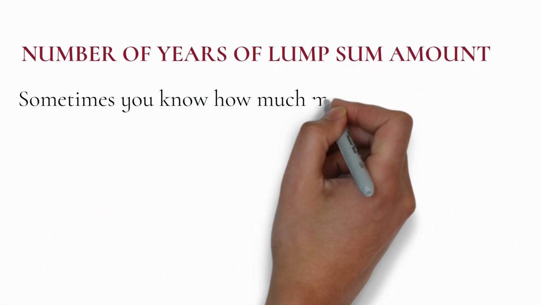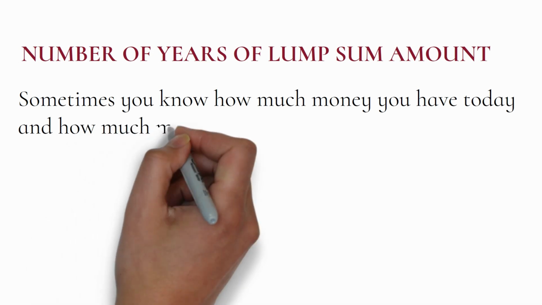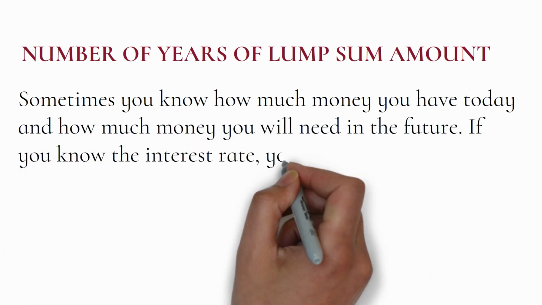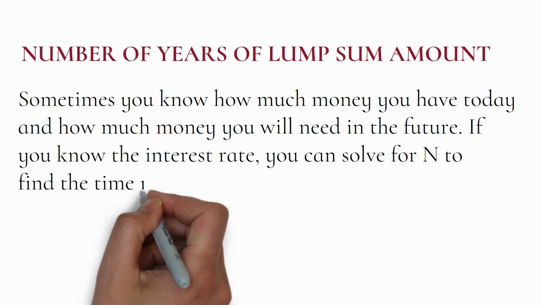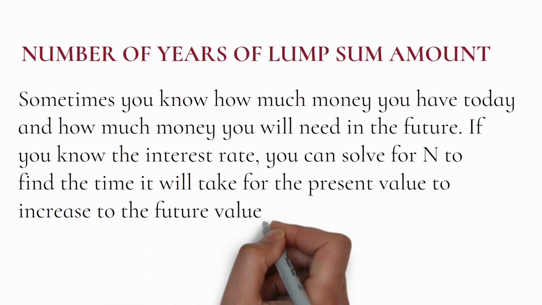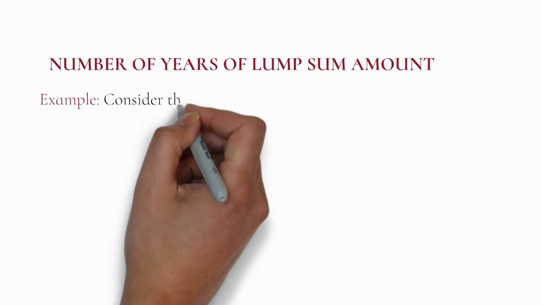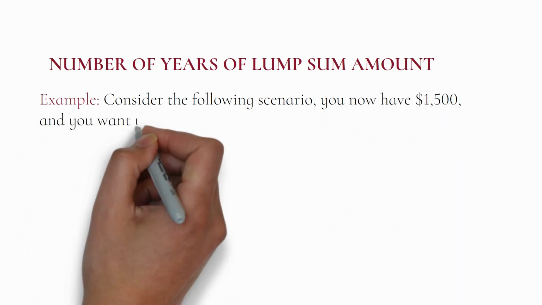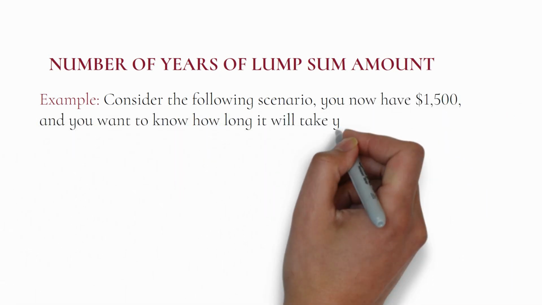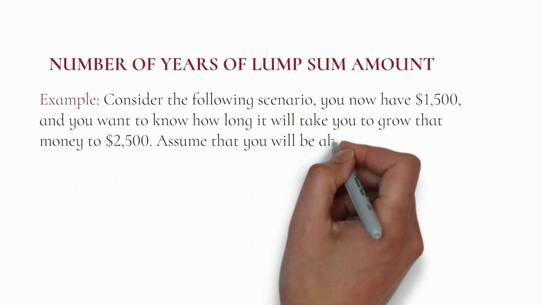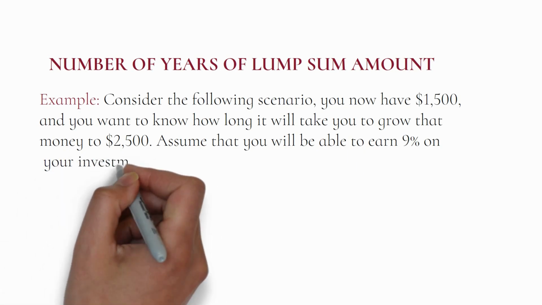Sometimes you may know how much money you have today and how much money you will need in the future. If you know the interest rate, you can solve for n to find the time it will take for the present value to increase to the future value. For example, consider the following scenario. You now have $1,500 and you want to know how long it will take you to grow that money to $2,500. Assume that you will be able to earn 9% on your investment per year.